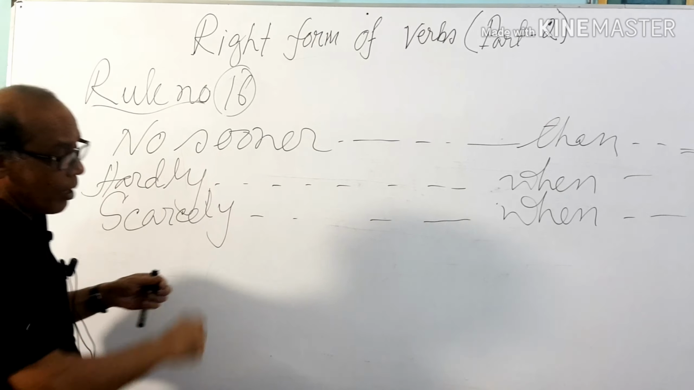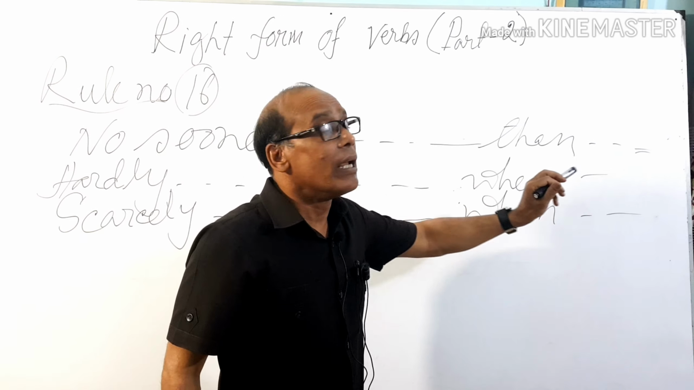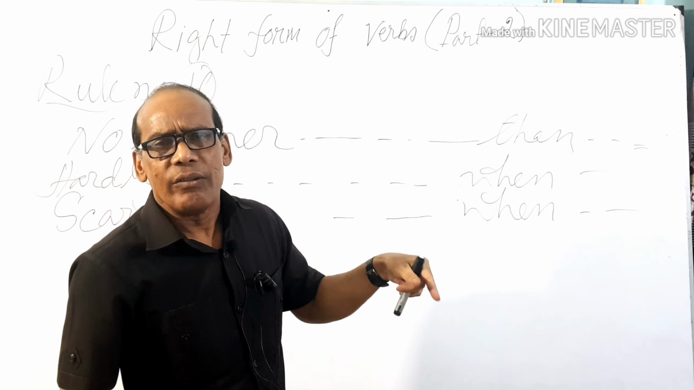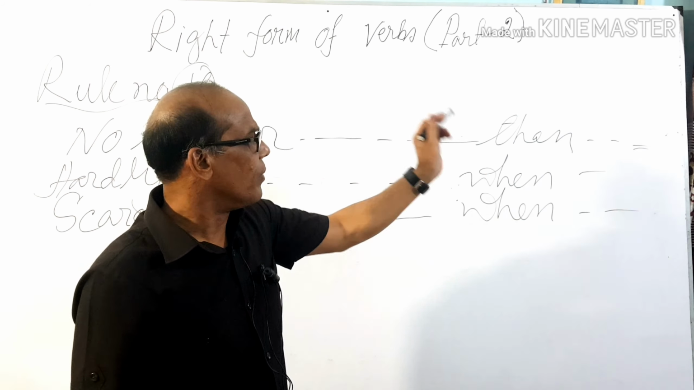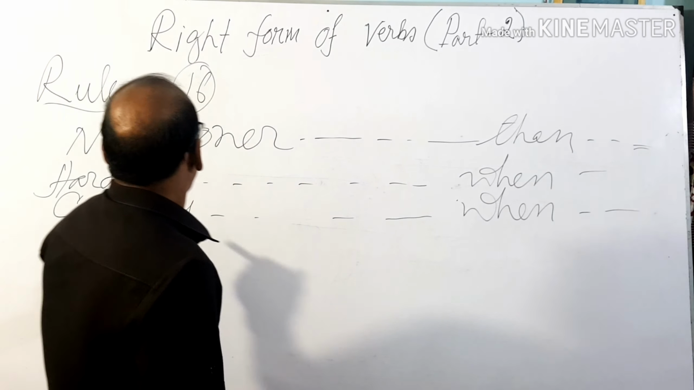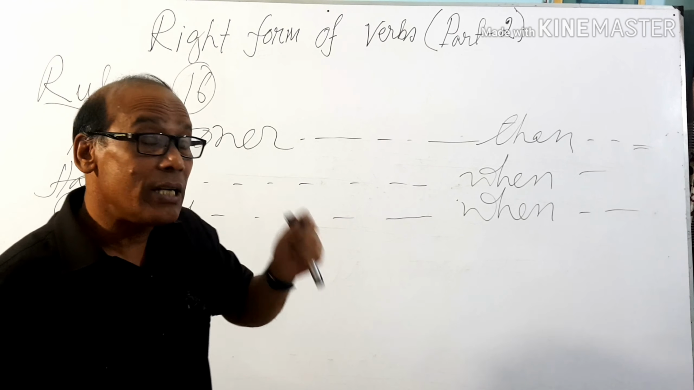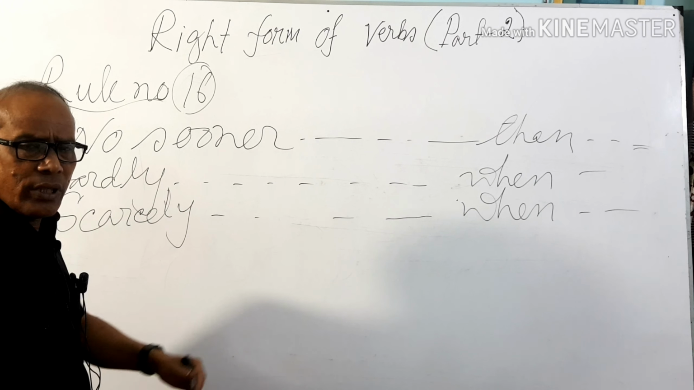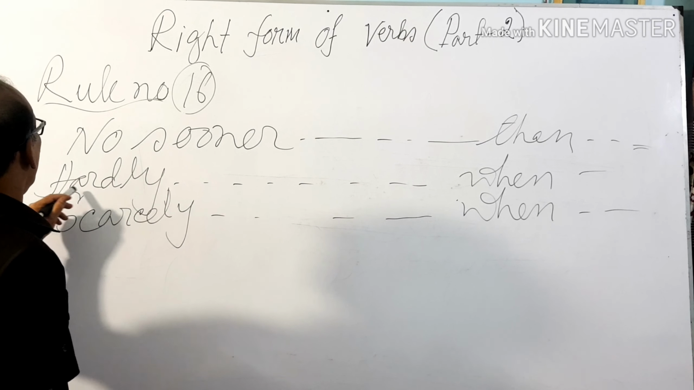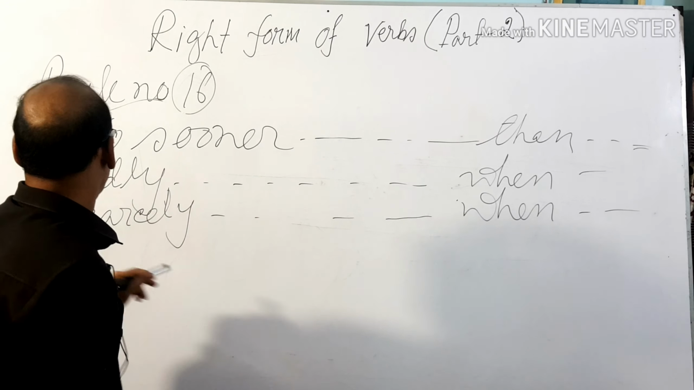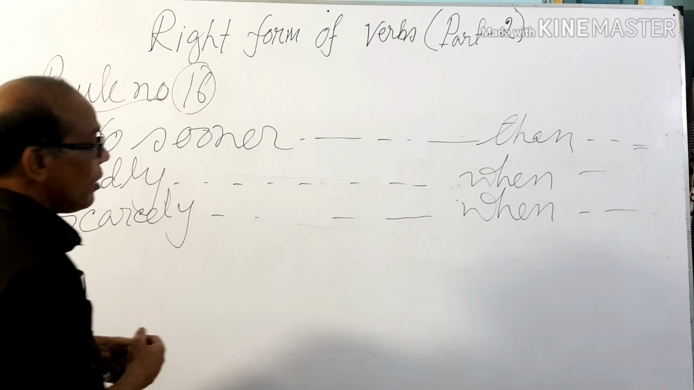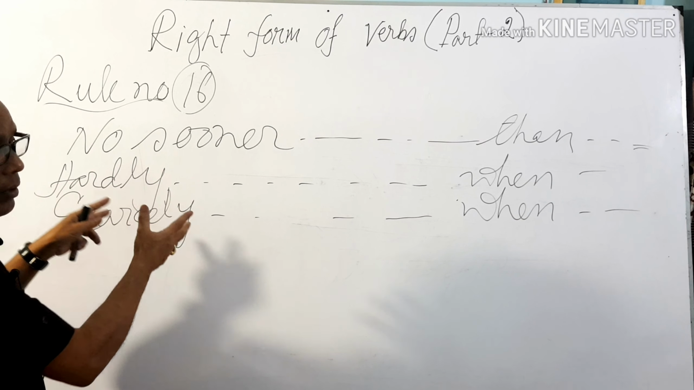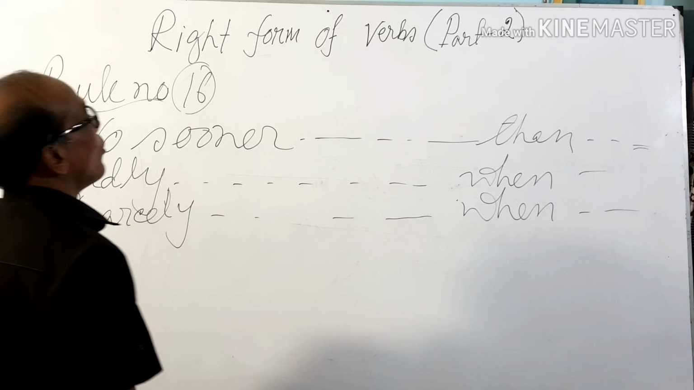not then. You will have to follow the spelling THAN, and not THEN. THEN is indicating time. And THAN is used in the comparative degree. But THEN can be used in many places, not in degree. Hardly when, scarcely when. And here, what is the relationship of them in solving the right form of verbs?